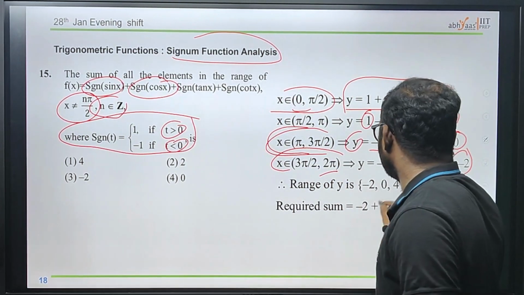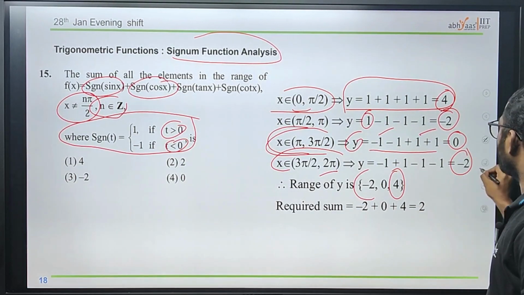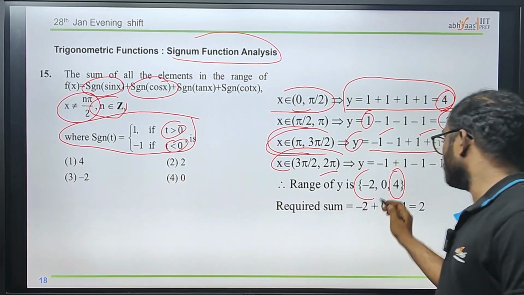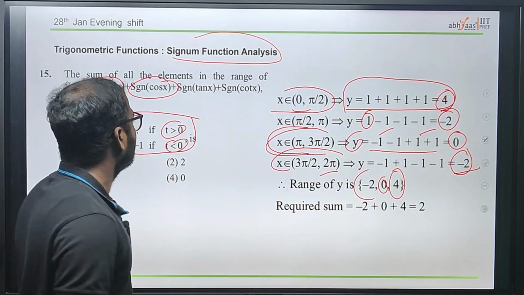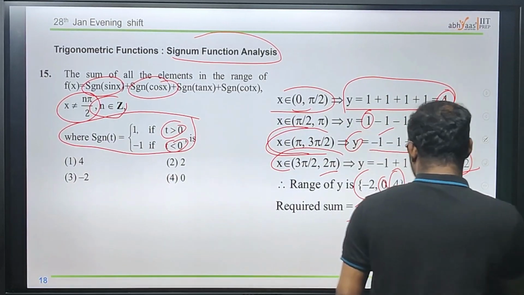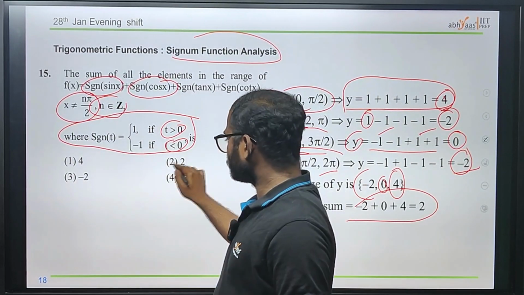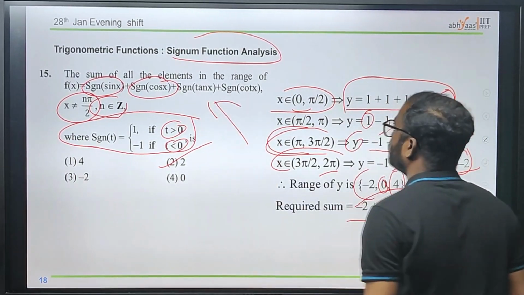Now the range of y is from minus 2 to 4, and in between we have 0. Therefore these are the range of values. Now we just have to find the sum of all elements. Adding those elements, we get 2 as the answer. It's an easy one; you just have to know the basics of the signum function.